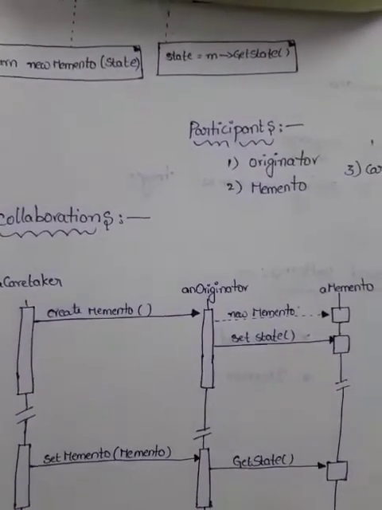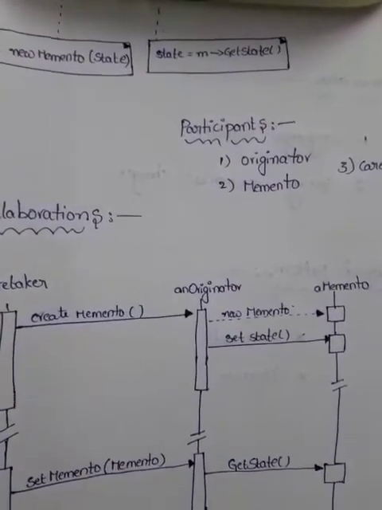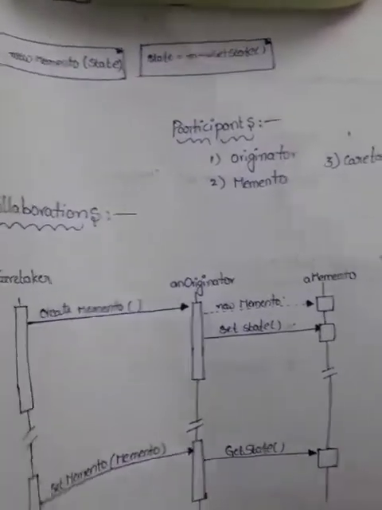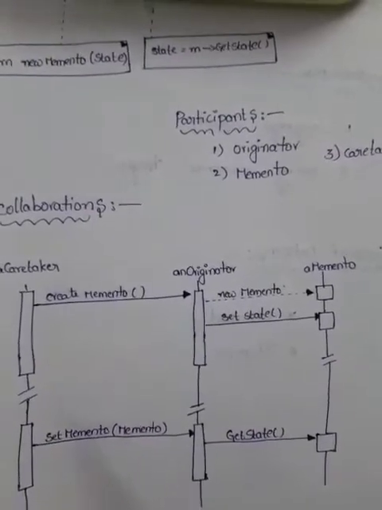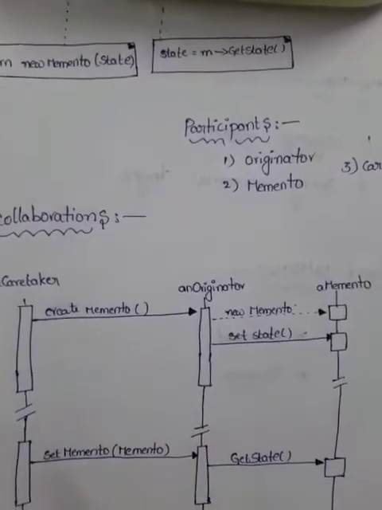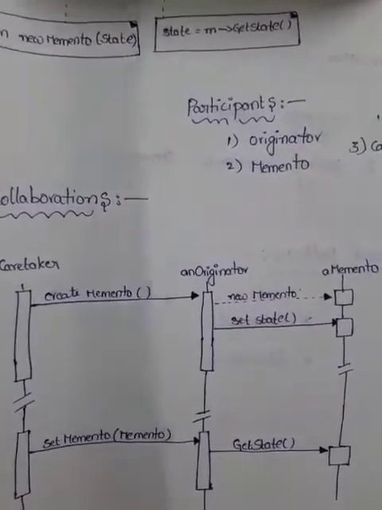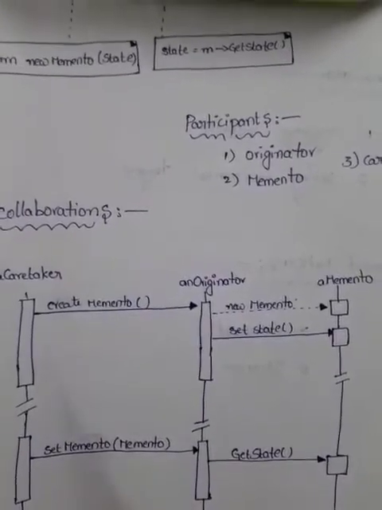Sometimes the caretaker won't pass the memento back to the originator, because the originator might never need to revert to an earlier state. These mementos are passive. Only the originator that creates a memento will assign or retrieve its state. And the next template in our design pattern under memento is consequences.